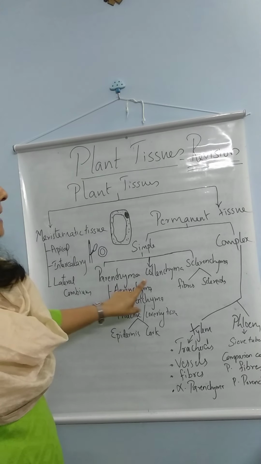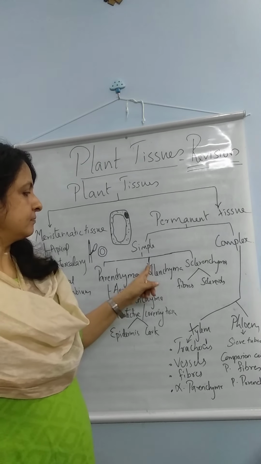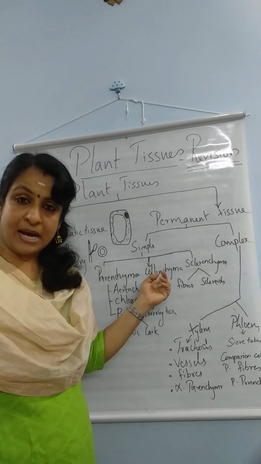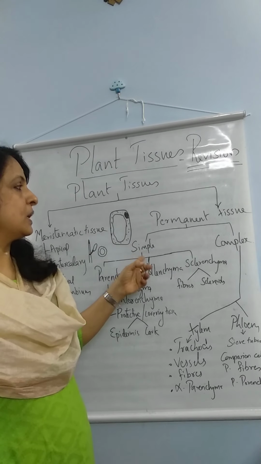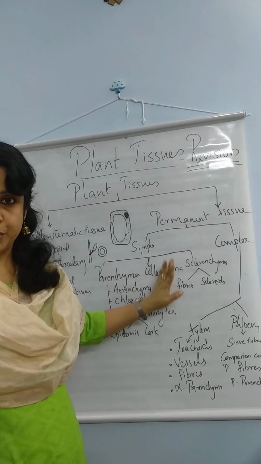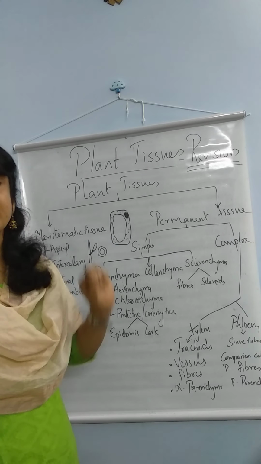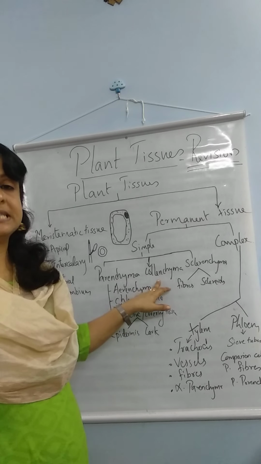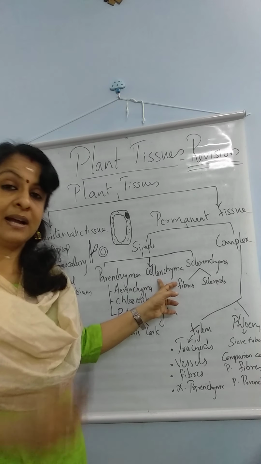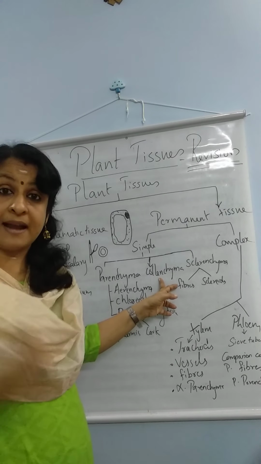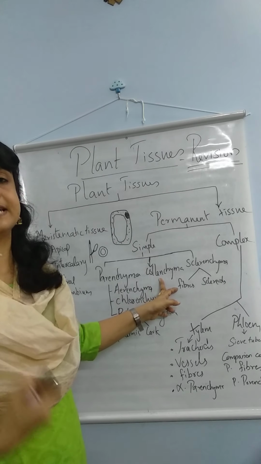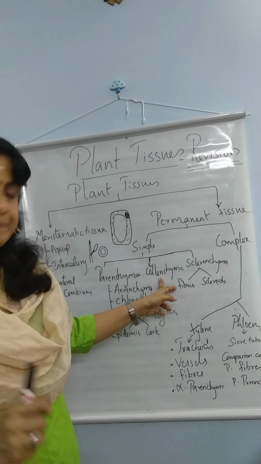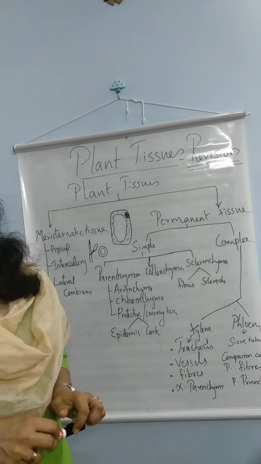Now, the next one is collenchyma. Collenchyma is also a living tissue. It also comes under simple permanent tissue. It is special in that the corners of the cell wall are thickened. It is thickened with a substance called pectin. So it contains cellulose, hemicellulose. In addition to that, it also contains a substance called pectin. Here the corners of the cell walls are thickened.